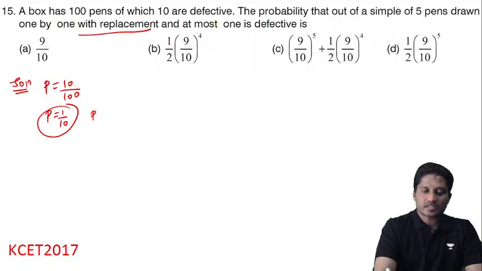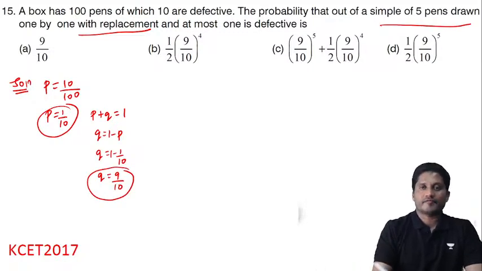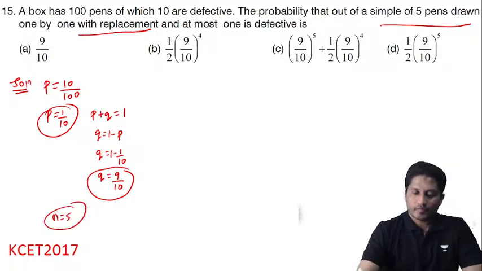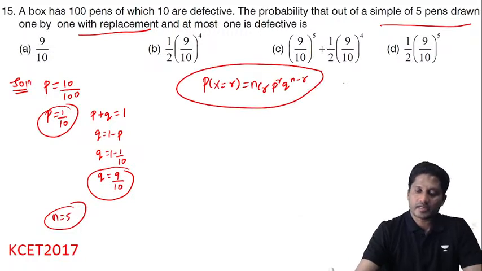We know that success plus failure is equal to 1. P is success, Q is failure. Q is equal to 1 minus P, so Q is equal to 1 minus 1 by 10, which is 9 by 10. N is equal to the number of independent trials. Five pens are drawn, so N is equal to 5. Now probability of X equal to R by Bernoulli's theorem is nCr P power r and Q to the power of n minus r, and we know r lies between 0 and n.